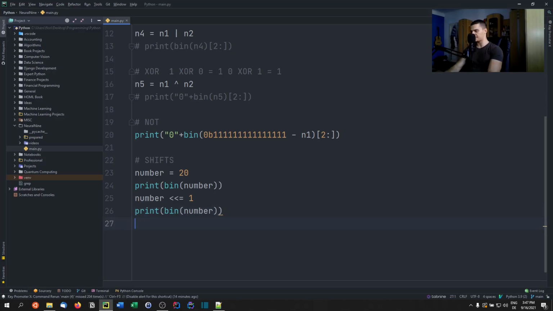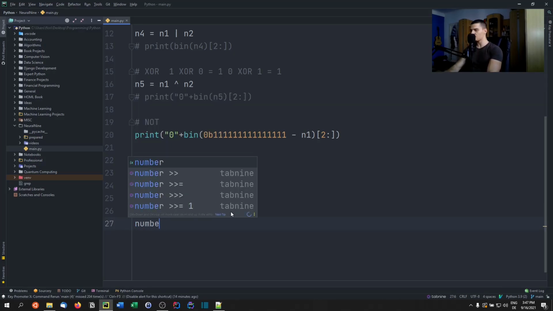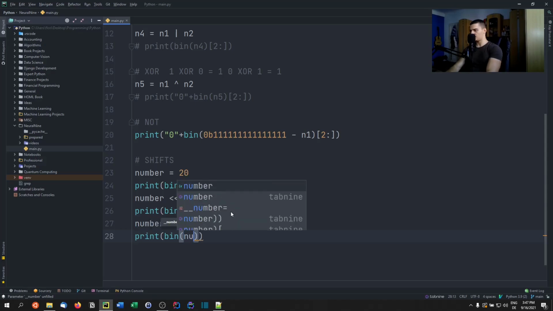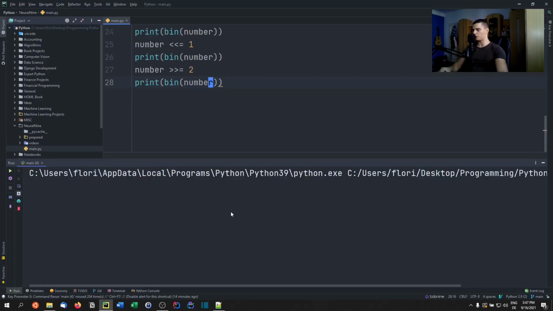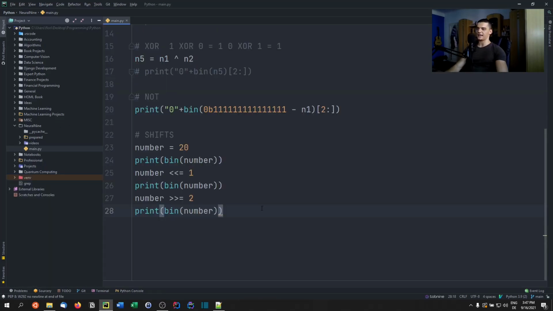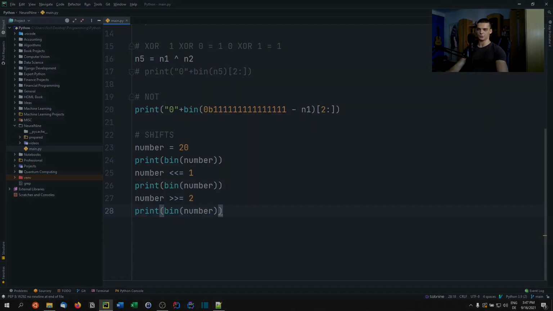Now, of course, if I say number and then right shift equals 2, which means shifted to the right twice, this will result in 10, and this is going to be basically just 8 and 2, so 1, 0, 1, 0. And this is now going to be in binary representation, so 1, 0, 1, 0. As you can see, this is 10. So shifting to the right and to the left is the same as multiplying and dividing by 2.